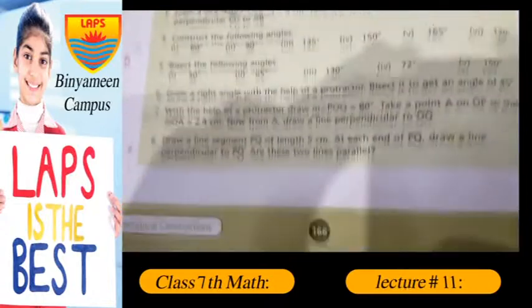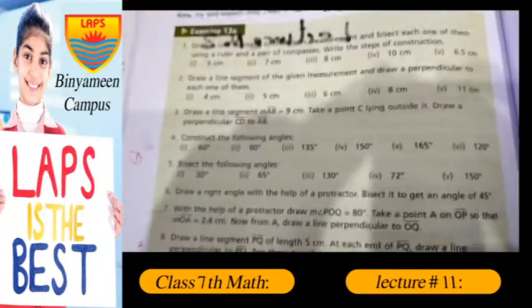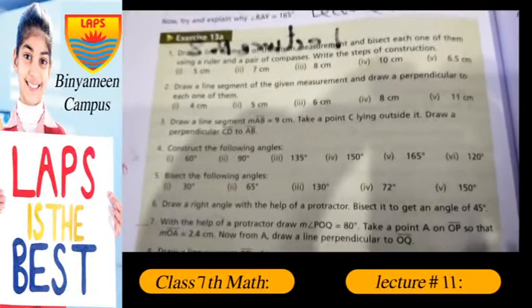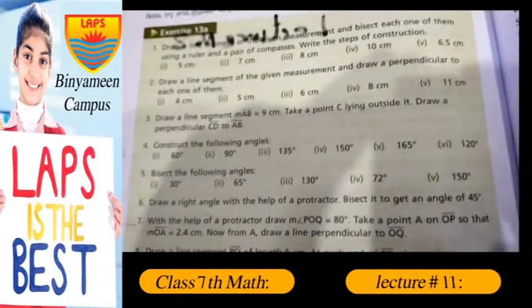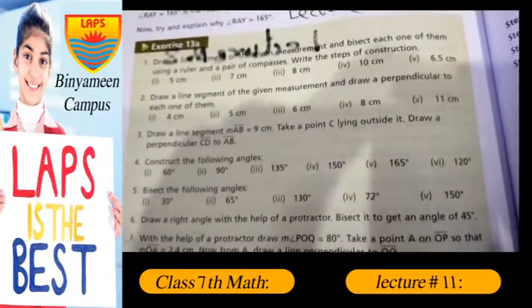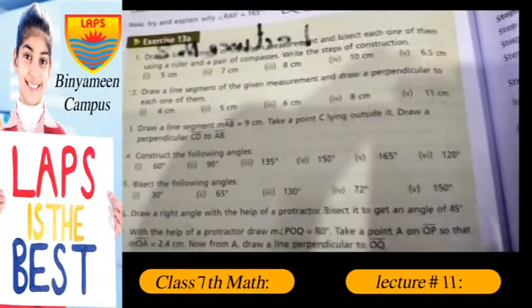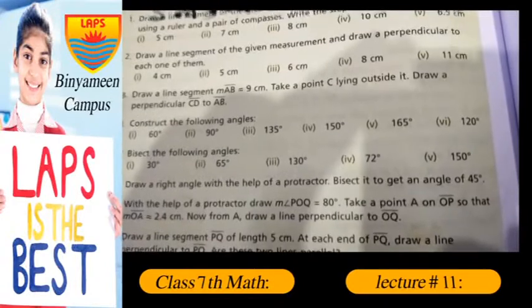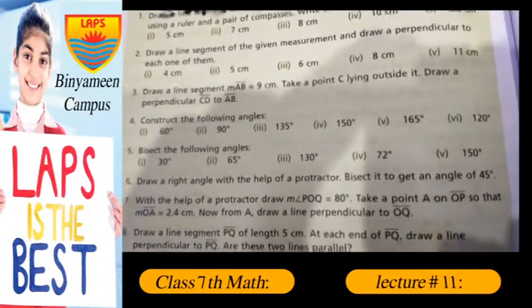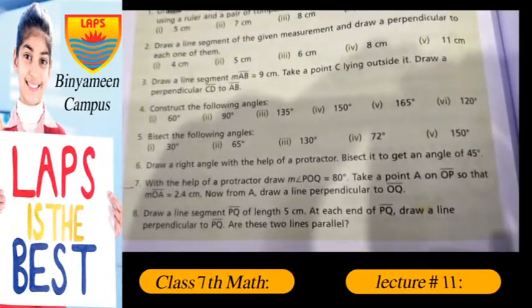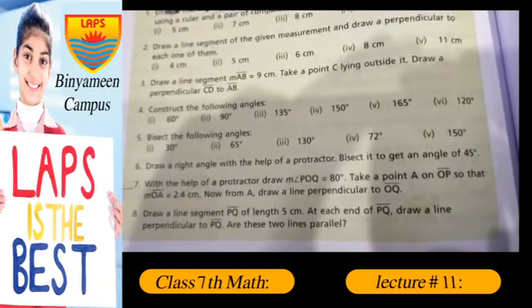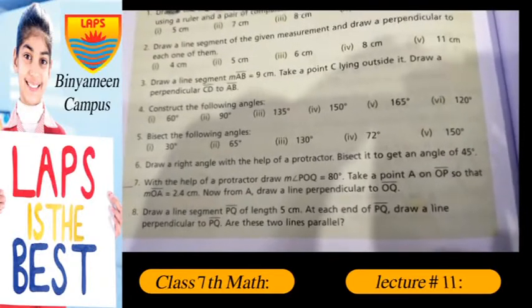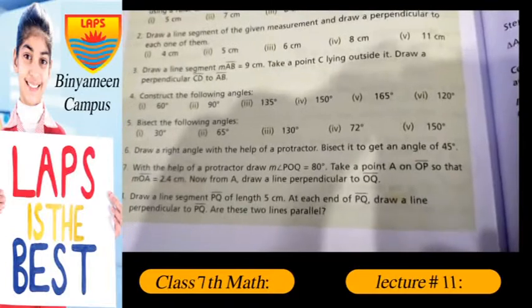Today I delivered a lecture on page number 166. Question number 3 is the same as question number 2, and construct question number 4. Construct the following angles: first one 60 degree, second one 90 degree, 135, 150, 165 and 120.